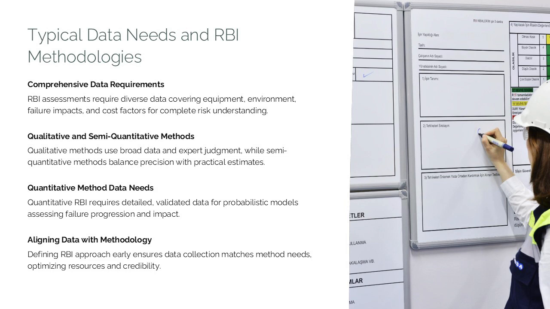Semi-quantitative RBI methods bridge the gap by using similar data types as quantitative methods, but with less precision. Estimates and categorized values are often acceptable, allowing for a balance between analytical rigor and practical effort.